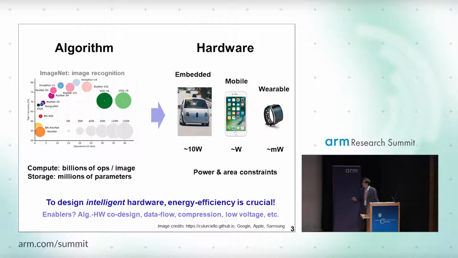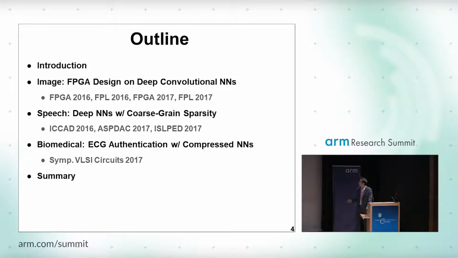So to design intelligent hardware with these power and area constraints, energy efficiency becomes crucial. And to enable this, some of the specific methods that researchers and our group have been pursuing are algorithm-hardware co-design, efficient data flow, compression, sparsity, and low voltage operations. So in this talk, I will talk about some of our group's recent work on image, speech, and biomedical applications.